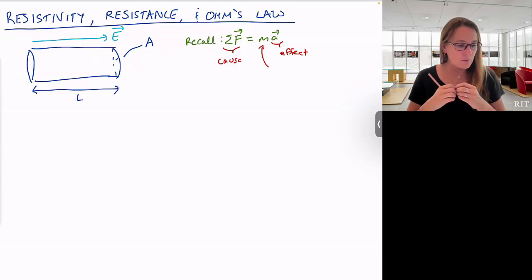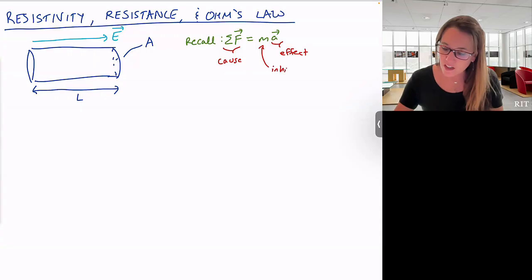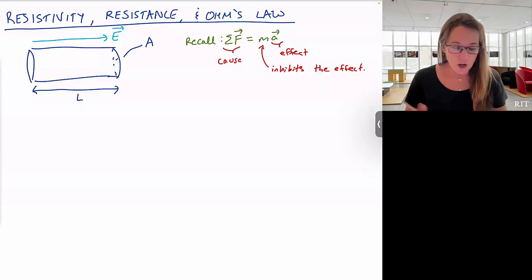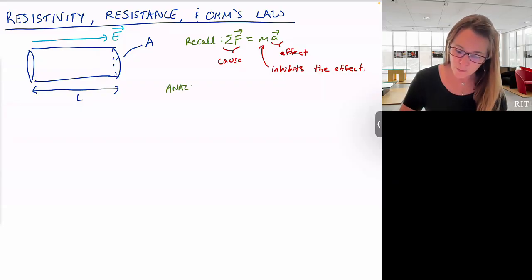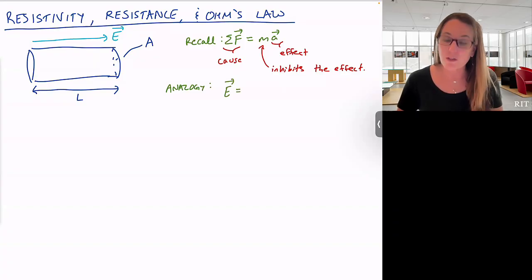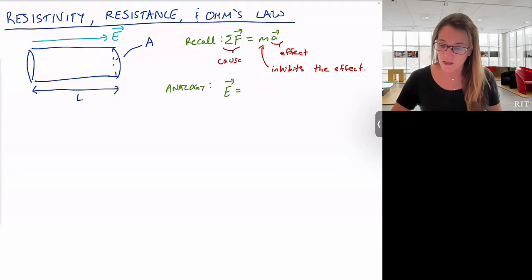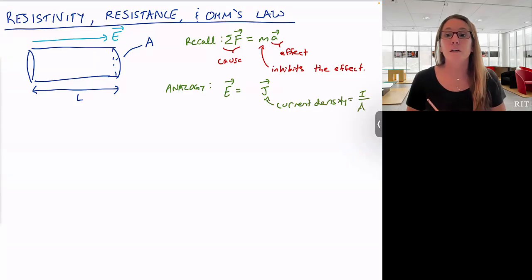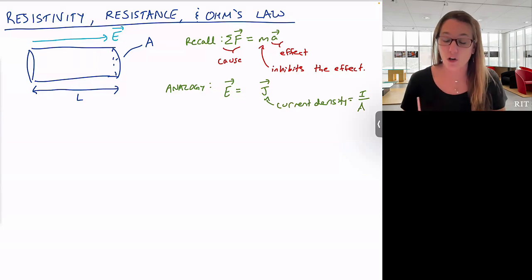So this here is going to be something that inhibits the effect. So the larger the mass, the lower the acceleration. And so in an analogy here, we have the electric field, and that's going to then create some current density. Let's call that current density J. So remember, this is our current density, which was just our current per area, and in the direction of charge flow.